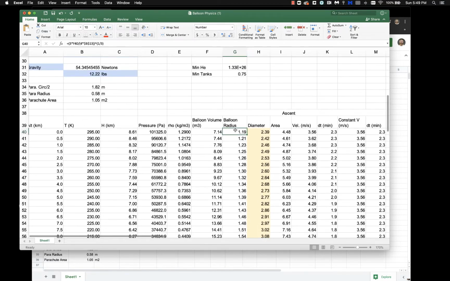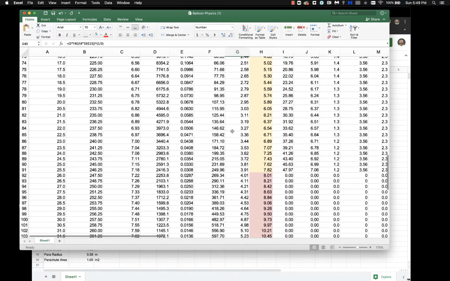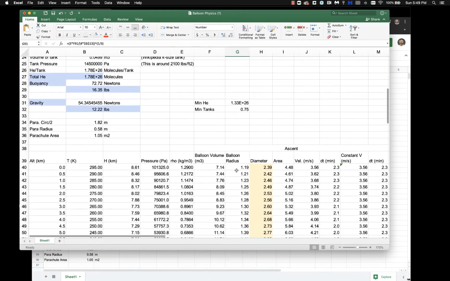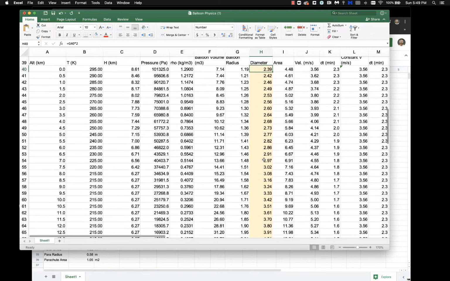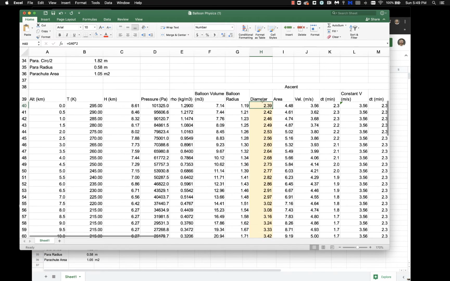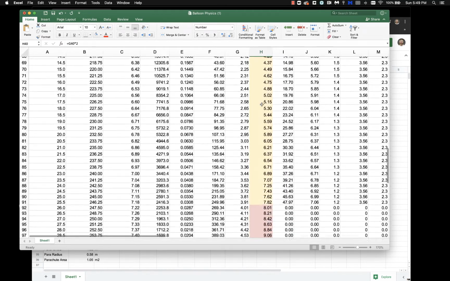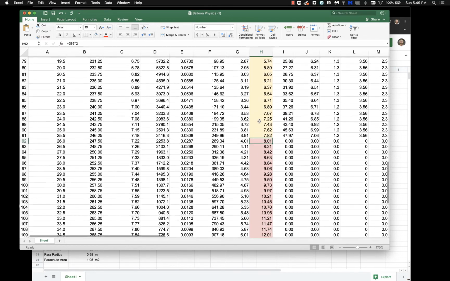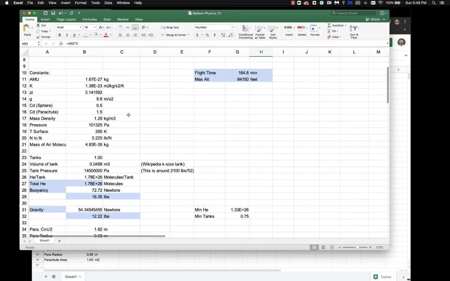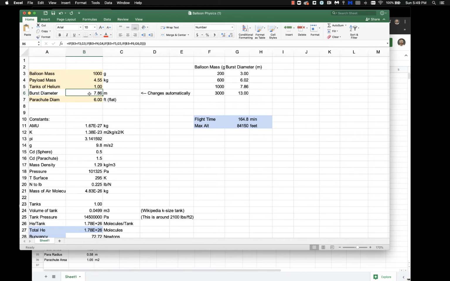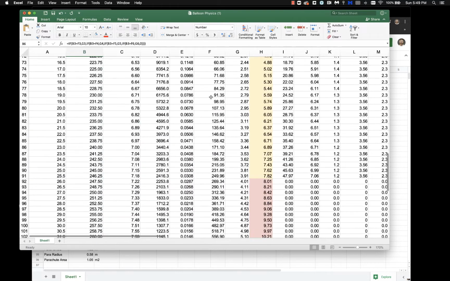Well, I mean, it starts off as about 1 meter for the radius. So it's about 2 meters across to begin with. And then by the end, you're at about 8 meters roughly across. So it's pretty big. The diameter is just 2 times that, which is pretty much exactly what I just said. What happens is that each of these is compared against the burst diameter. So you can see the burst diameter is specified here, which is 7.86 meters. And you go up here, 7.82 meters, hasn't burst, 8.1 meters, it has burst. So the cell color changes from yellow to red, which means it's burst.